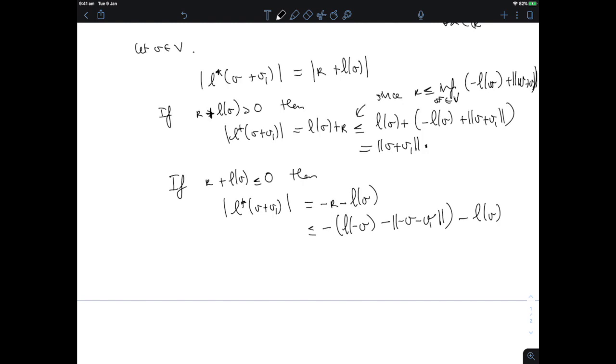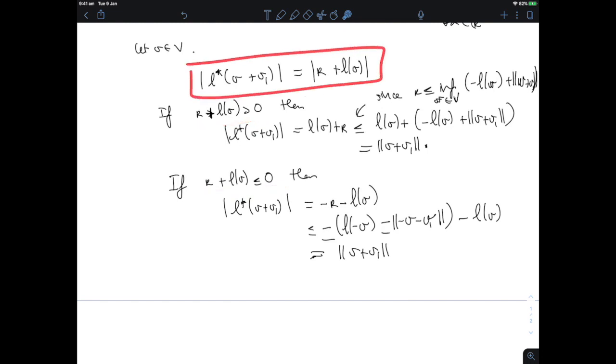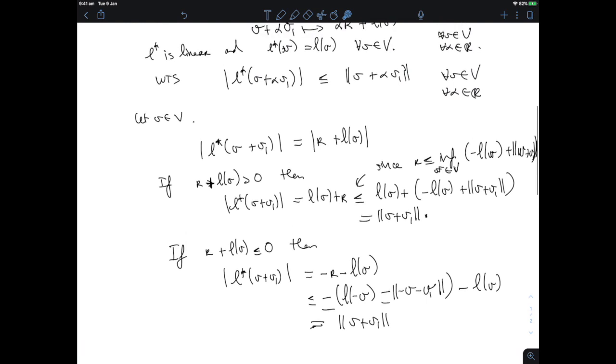Now by linearity of L, minus L of minus V is L(v), so the L(v) cancel, and what have I got here? I think I did mess up my sign. Oh yeah, sorry. No, I did not mess up my sign. I've got minus here and minus there. So this is literally equal to norm of V plus V1. So in both of those cases, positive or non-positive, we've proven what we needed to prove here, at least for alpha equal to 1.